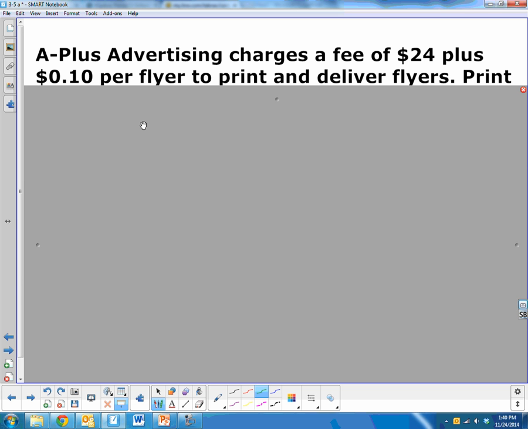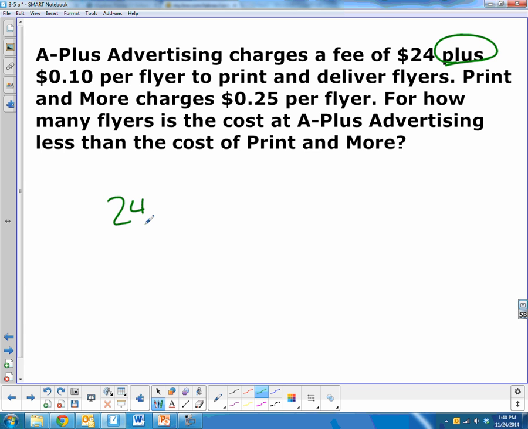If it's $24 plus, that's a word in math that means an addition symbol. $24 plus 0.10, so 10 cents per flyer to print and deliver flyers. I could maybe write an equation or at least an algebraic expression from those words. $24 plus 10 cents per flyer. I'm going to go with F for flyer.